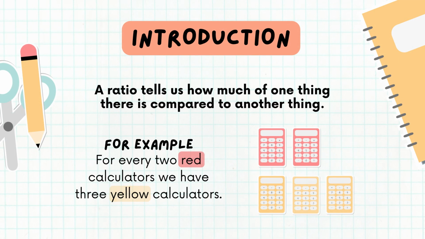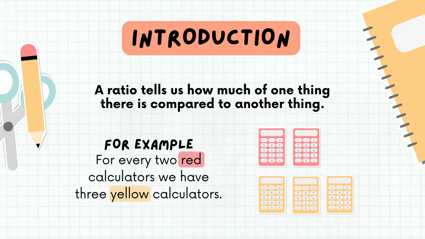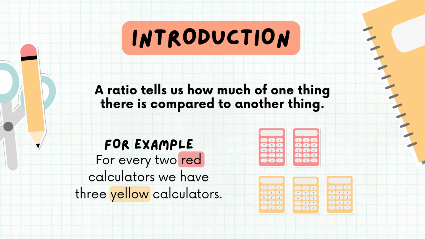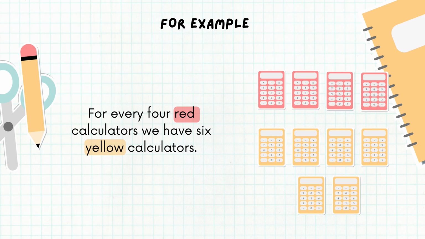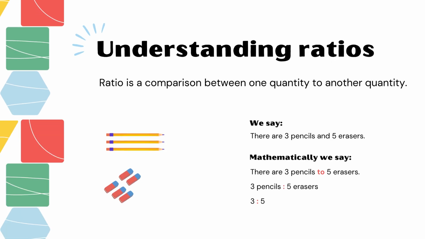A ratio is a mathematical expression that compares two or more quantities, showing the relative sizes or amounts of these quantities to each other. For example, for every 2 red calculators, we have 3 yellow calculators. Similarly, for every 4 red calculators, we have 6 yellow calculators. This is how we compare two quantities, 3 pencils to 5 erasers or 3:5.